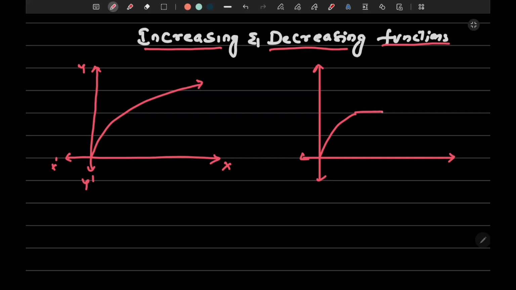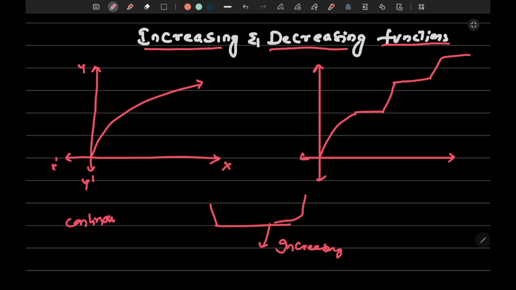Sometimes increases, constant, increases, constant, increases, constant. So both curves are increasing only. Okay? What is the difference here? Here the curve is continuously increasing. Here sometimes increasing, sometimes constant, increasing, constant, increasing, constant, it will be like that.